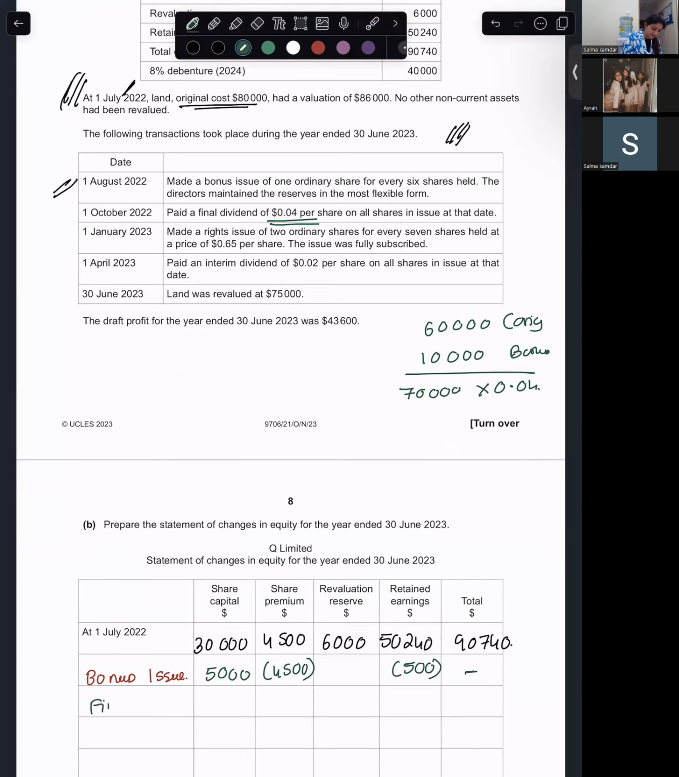But miss, don't you have to multiply that by 0.50? Why? Dividend is given on the shares. Okay, so if it says shares, we are giving on the number of shares. Okay.